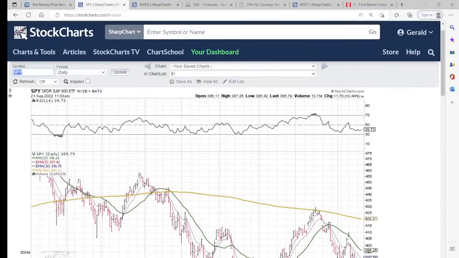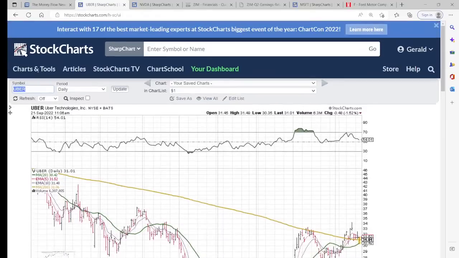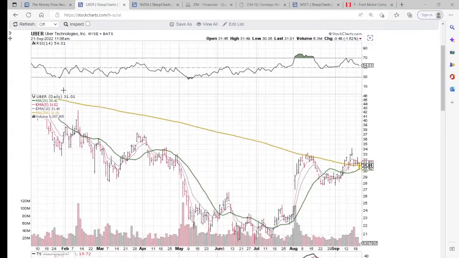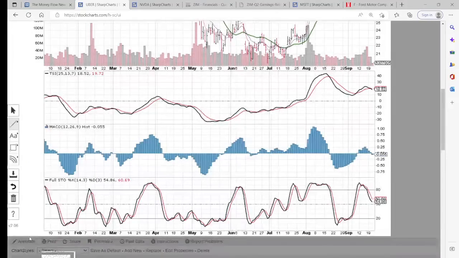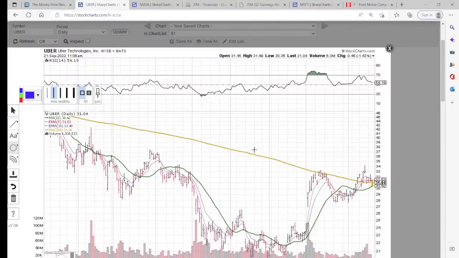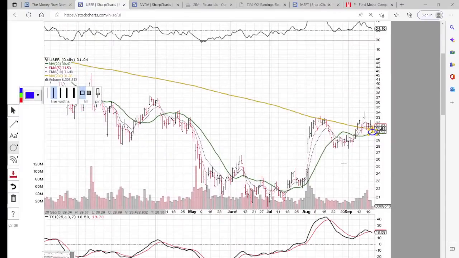All right, let's look at Uber. Somebody tried to say Uber was breaking down below the 20-day moving average. Not today. So we're still playing on this breakout. So if you had the cojones, you could step in on this. You're buying the same breakout.